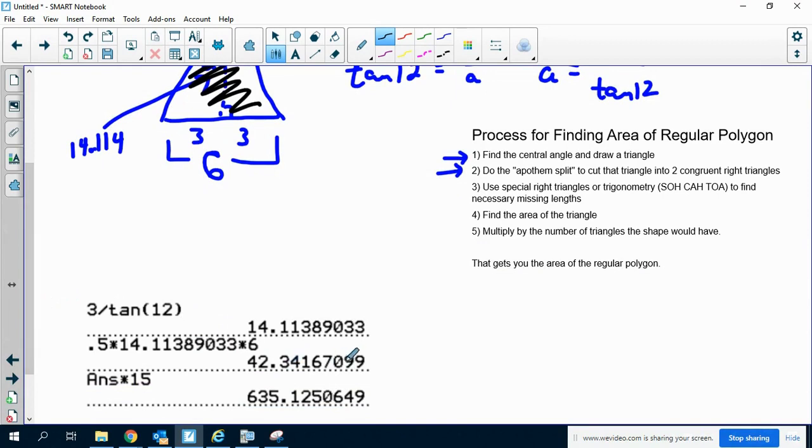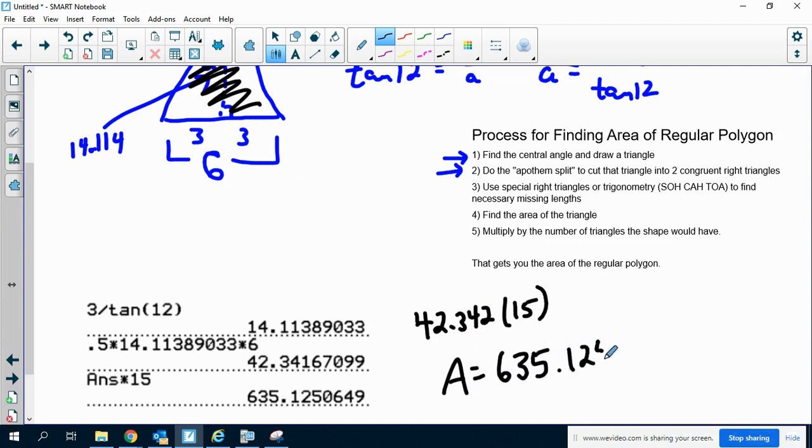I get 42.342. Then I take 42.342 and I multiply that by 15 because that's how many triangles there would be if I actually drew a 15-sided figure. So I multiply the area of that triangle by 15 and I end up with the area is 635.125 units squared.